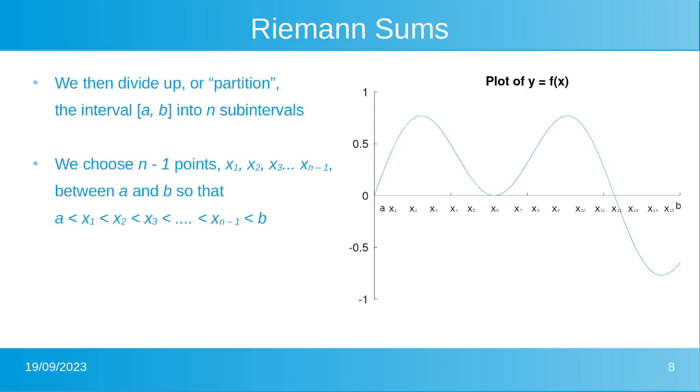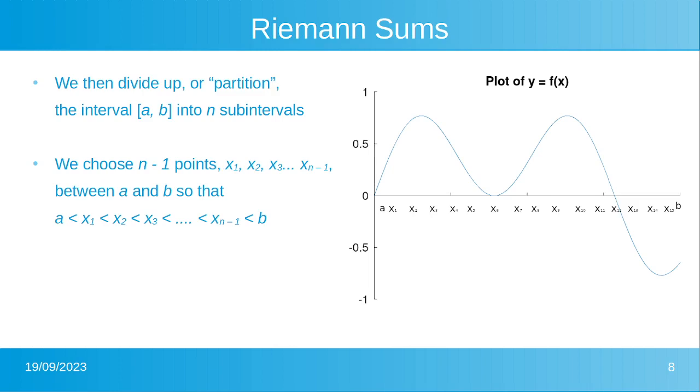So the next thing that we do is we divide up, or partition, the closed interval from a to b into n subintervals. To do this, we choose n minus 1 points, x1, x2, x3, all the way up to x_{n-1}, between a and b, so that a is less than x1, x1 is less than x2, x2 is less than x3, and so on until x_{n-1} is less than b.